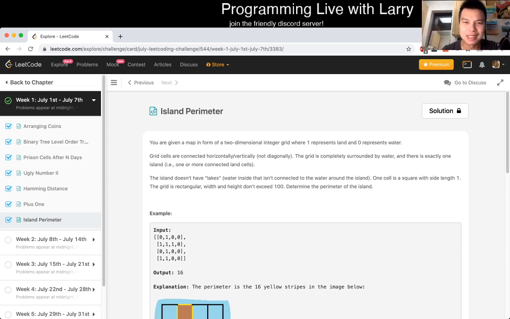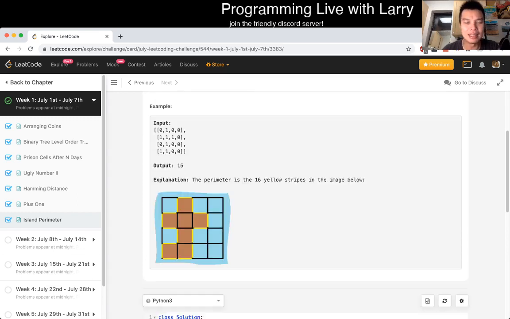Let's get started on today's problem, island perimeter. I don't know how to explain how to solve it because it's pretty straightforward. Basically, it's just an exercise in being very careful. They give you exact rules.